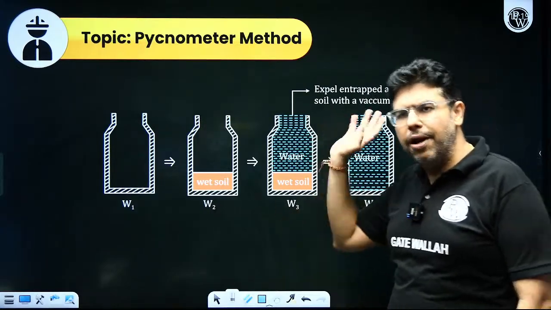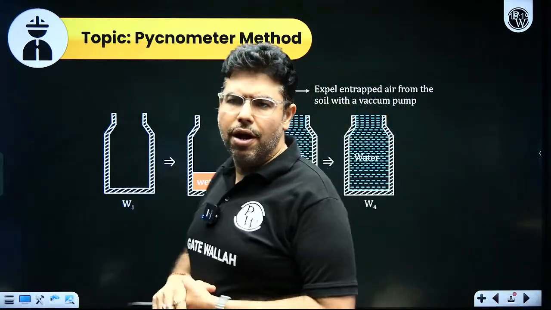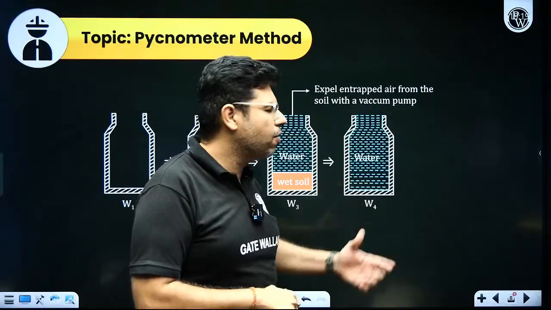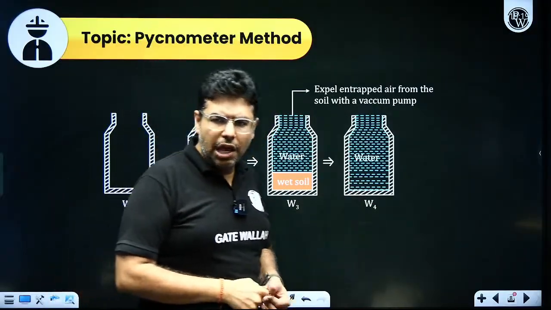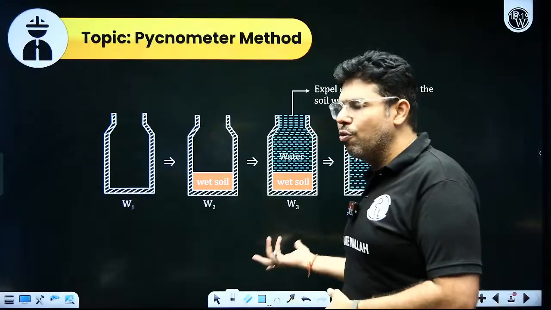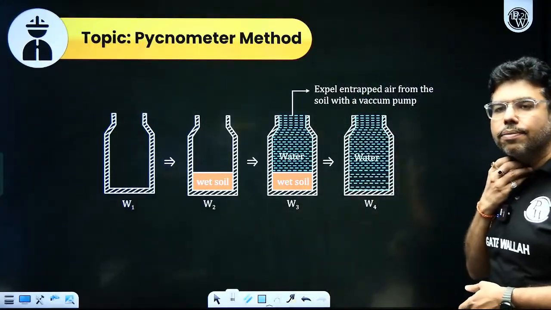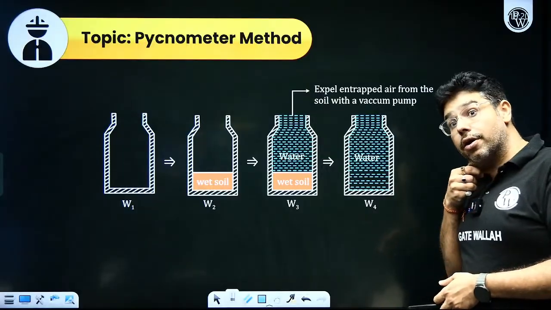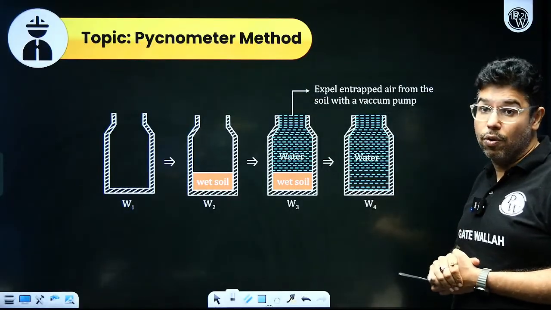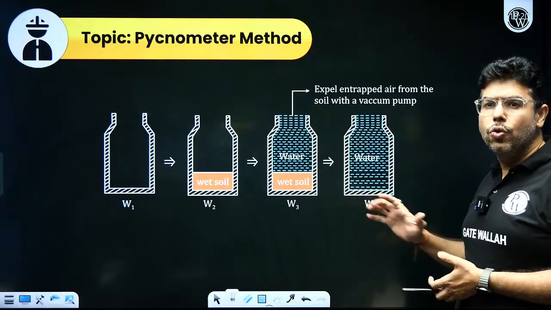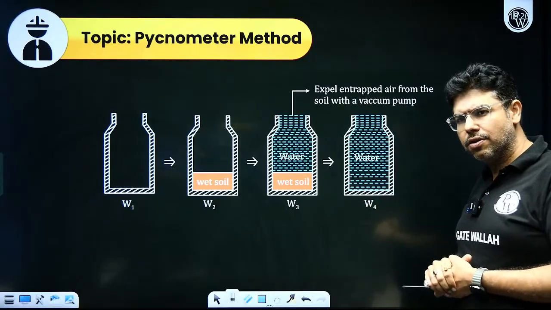Now wash the complete assembly and fill it with water again and record the weight of pycnometer with water. So these 4 readings will take around 15 to 20 minutes. And using these 4 readings, we can calculate the water content of soil. Now let's see how to calculate the water content of soil using these 4 readings. Very interesting. Shall I proceed?